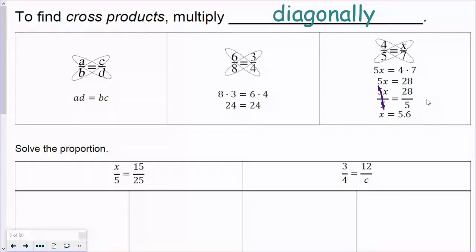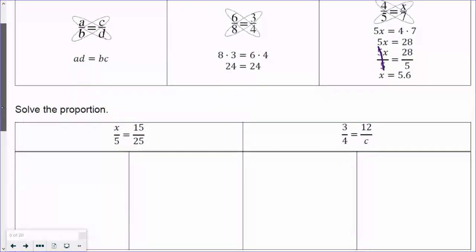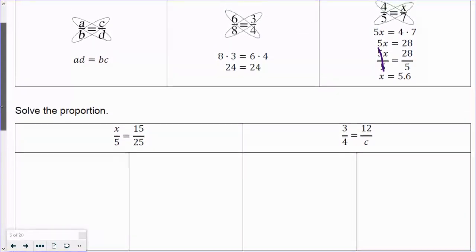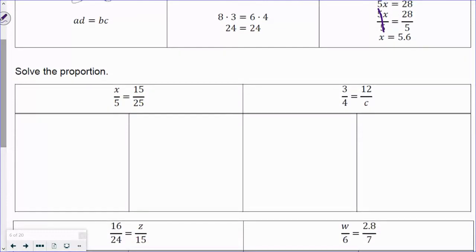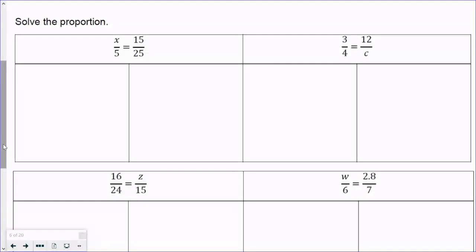So let's practice them together. Let's look at, is x fifths equal to 15 twenty-fifths? We need to find out what x equals. They're telling us it is equal and that it's proportional. So we are going to solve, and then of course we are going to check. Going diagonally, here we have the proportion x fifths equals 15 twenty-fifths.